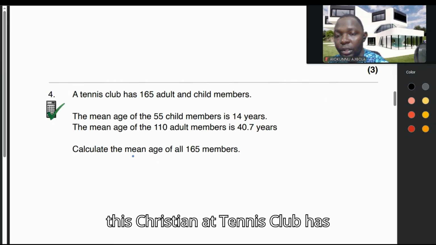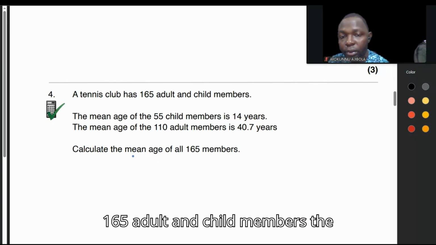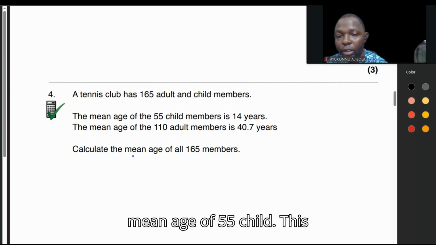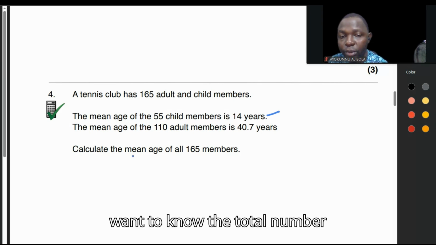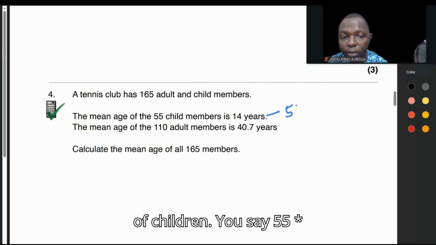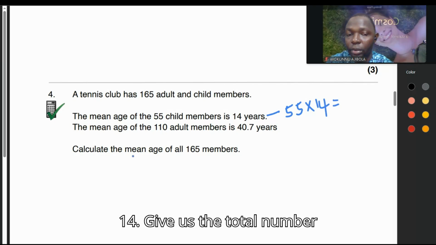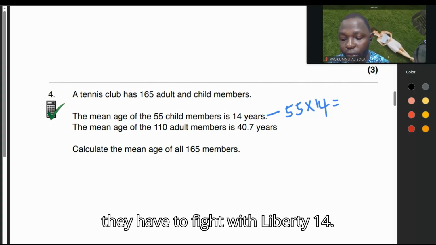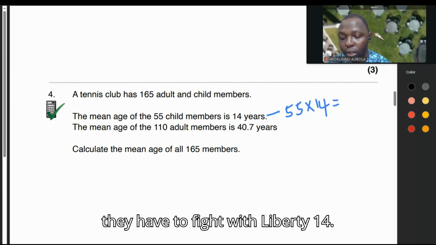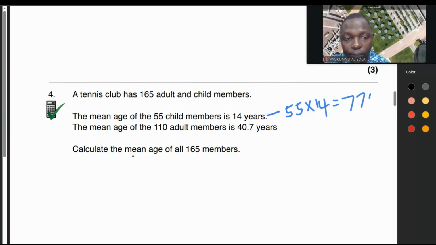Then the next question. A tennis club has 165 adult and child members. The mean age of 55 child members is 14. If we want to know the total of the children's ages, just say 55 times 14 will give us the total here. So we get 55 multiplied by 14, that's 770.